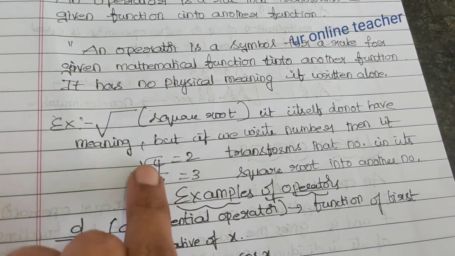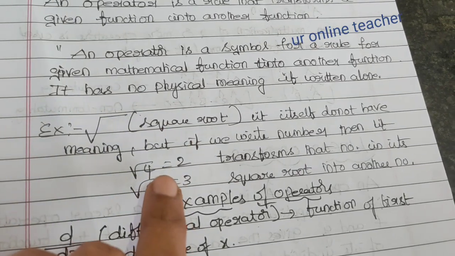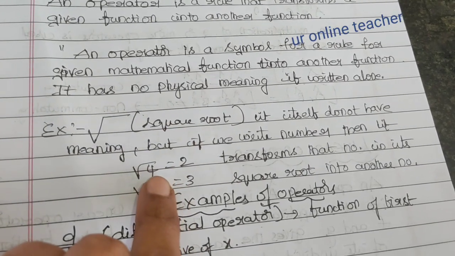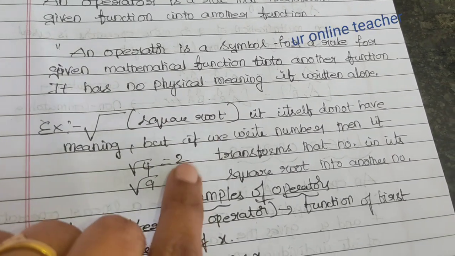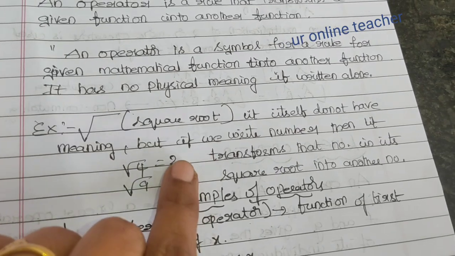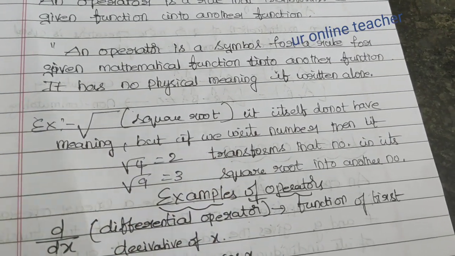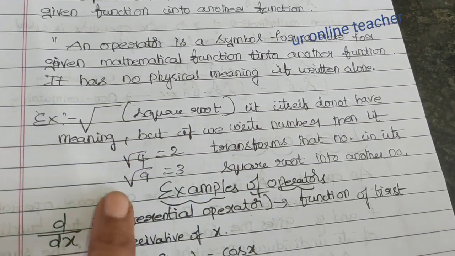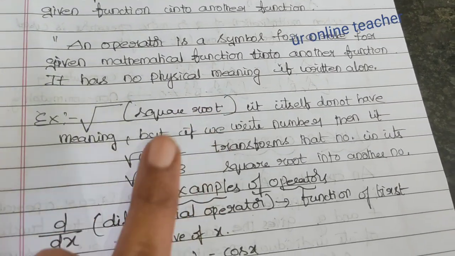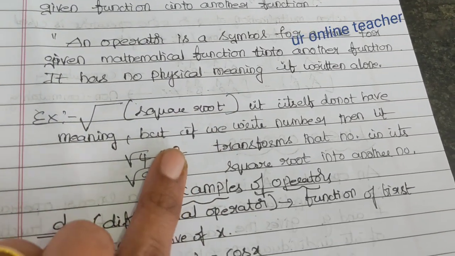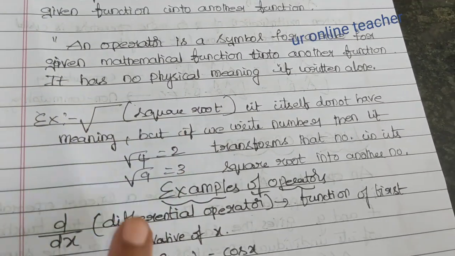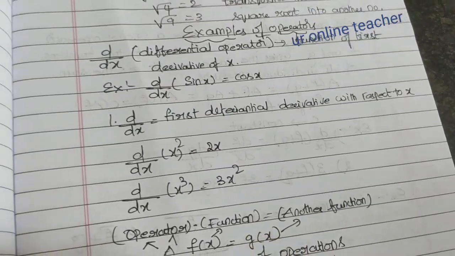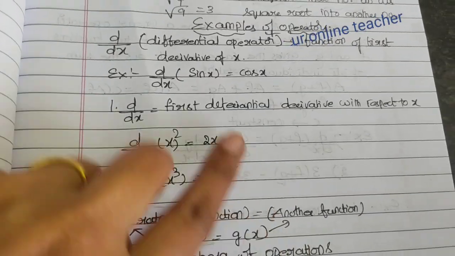So an operator is a symbol for a rule that transforms a given mathematical function into another function. It transforms a number into its square root, another number. Yes? So root of 4 is 2. So 4 is one function, 2 is also one function, and the square root is the rule. Like this we can tell. So these are examples of operators I gave.